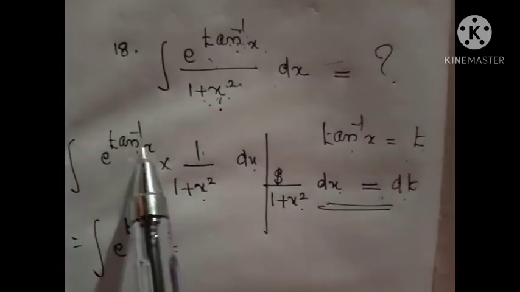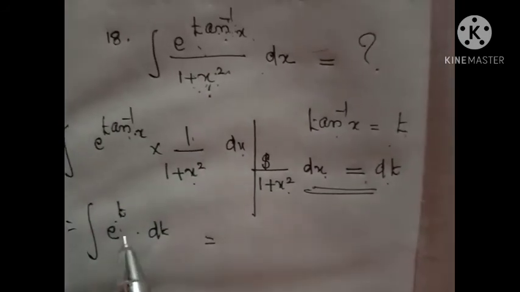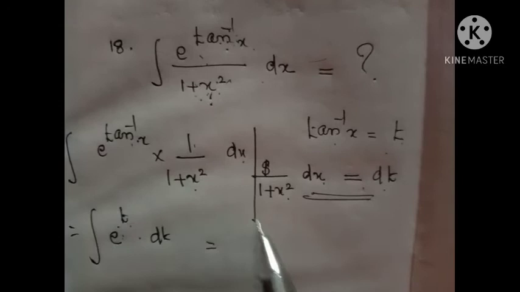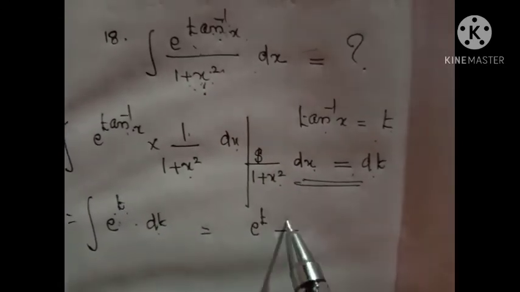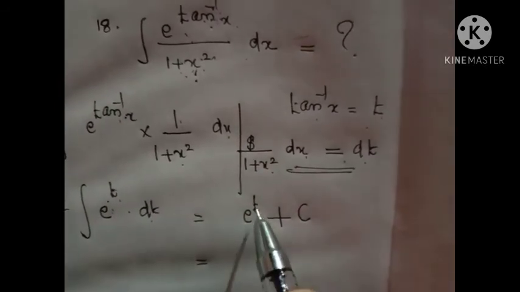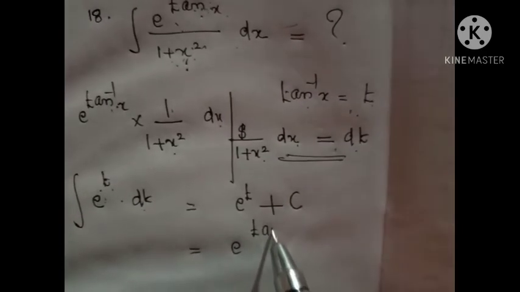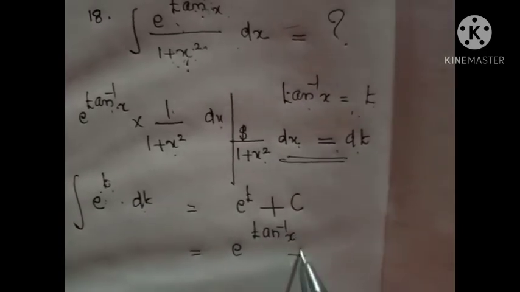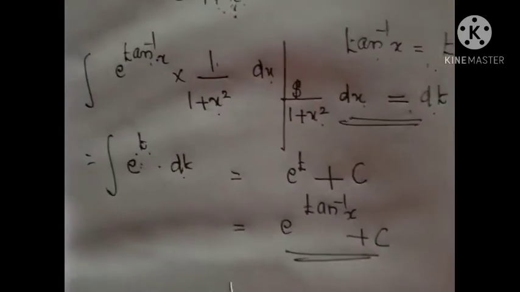Okay, so the variable x changes to the new variable t. Now we can easily find its integral. What is the integral of e raised to t with respect to t? It is e raised to t plus integration constant c. Again replace this t with the x variable. So this is e raised to tan inverse x plus c. This is our answer.